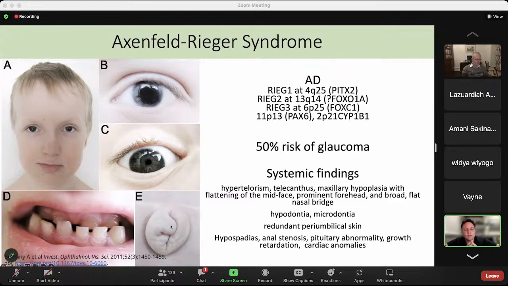Other described issues have also been, in boys, hypospadias, anal stenosis, pituitary abnormalities, growth retardation, and also cardiac anomalies. So any child that you see that has these sort of findings in their eye, they should be seen by a pediatric specialist as well to look for these other comorbidities.